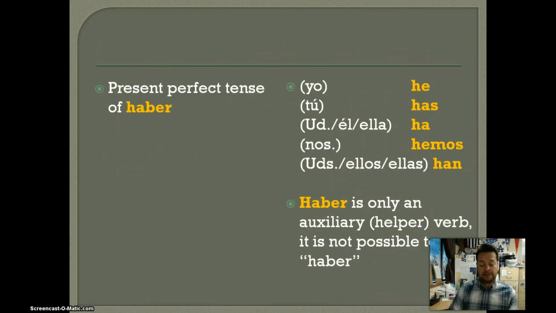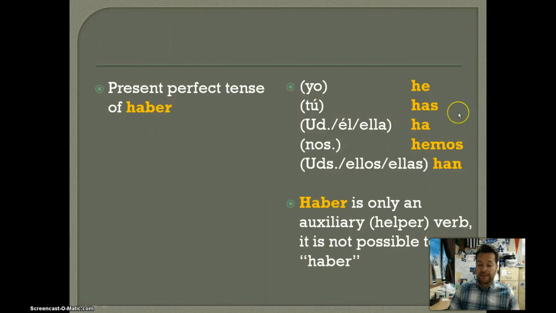So let's take it apart and find out what the present tense of haber is. Once again, I used he. Remember, H's in Spanish are silent, like in the English word honest; you don't say honest with an H. Yo he, tú has, usted, él, ella, ha, nosotros hemos, ustedes, ellos, ellas, han.